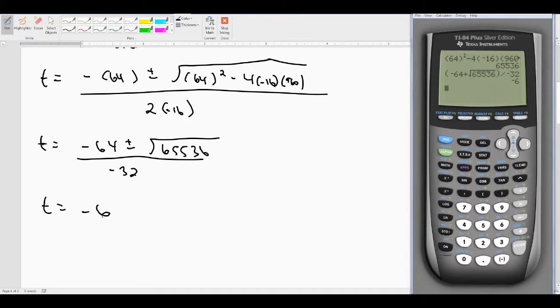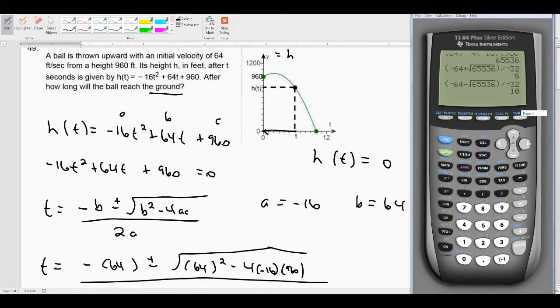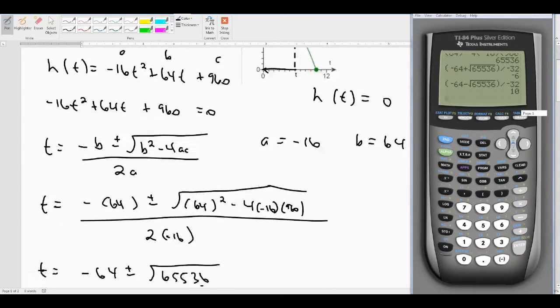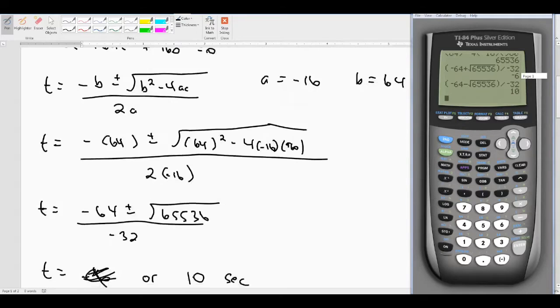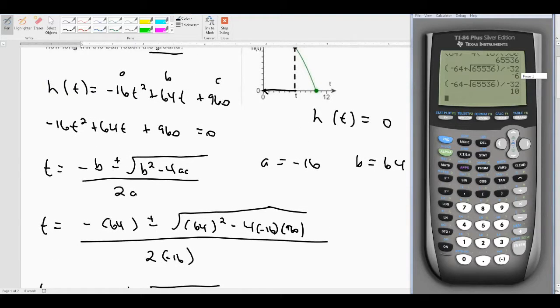And we get negative 6. That's not good, by the way. Now I'm going to do the minus part first. So to do that, I just hit second, enter. It brings it back up. That way I can just move it over and change that plus to a minus, then hit enter. And we get 10. Can't have negative time. So the answer is 10. I don't remember the units. What is it? 10 seconds? Yeah. So after 10 seconds, the ball hits the ground. And that's what we're doing.